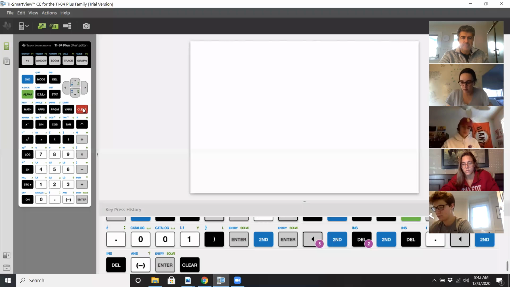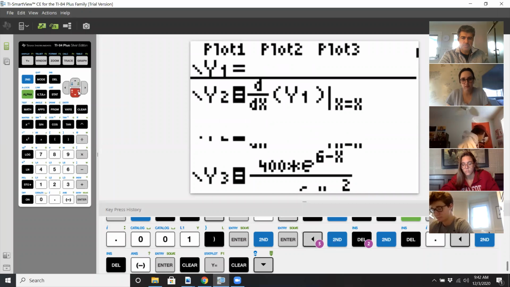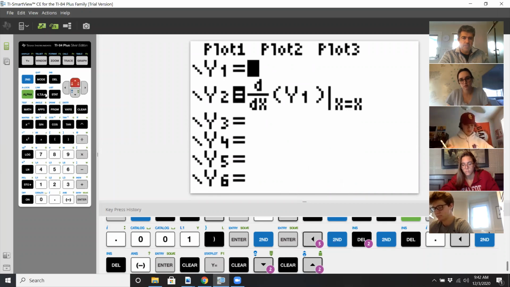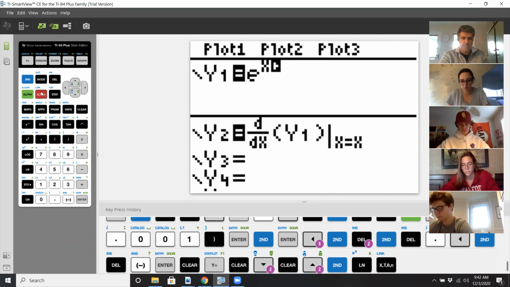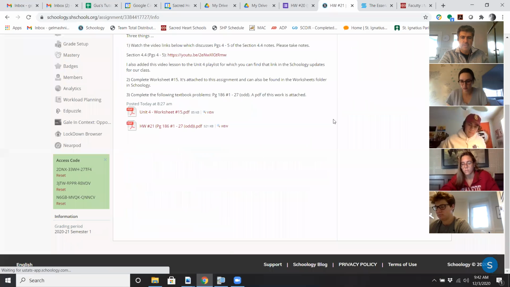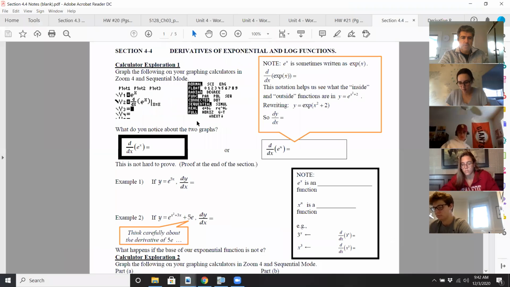So if we go to our calculator, go to y equals, and just do e to the x. Now e is second ln x. And what I'm going to do is y2 is going to be the derivative of y1. Now you can replace y1 with e to the x. That's how I have it in the notes here. But you can just keep that as y1 if you want, or e to the x, I don't really care. But we're going to make it darker, however.